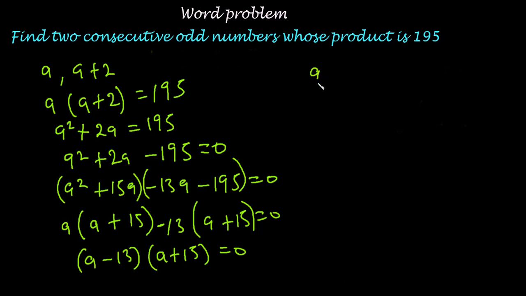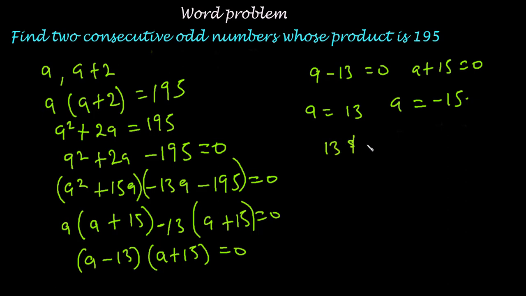After that we have a minus 13 is equal to 0, a plus 15 equals 0. So a is equal to 13, a is equal to minus 15. Now when we want to look for these numbers, the numbers are 13 and 15, or minus 15 and minus 13. These are consecutive odd numbers, and when you multiply them together, you get 195.